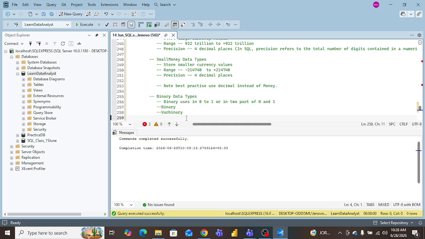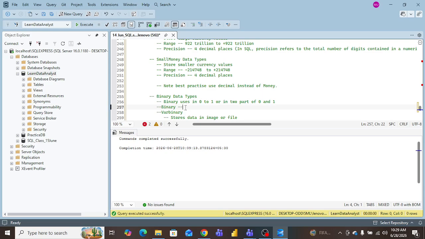So varbinary stores images or files. I will write here like this: stores data in image or file. Binary data types are used to store non-text data. Now, this is the varbinary, and now I'm talking about the binary.